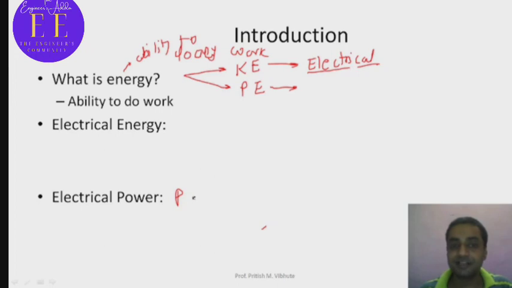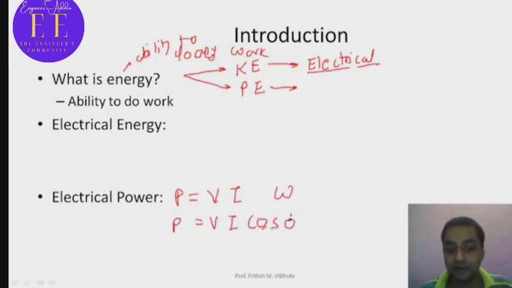Power is represented by the letter P. Electrical power is given as P is equal to V into I, and the unit of power is watt. But there are two formulas related to power: P is equal to V into I, or P is equal to V into I into cos phi, where phi indicates the phase difference between V and I. The first formula is associated with DC, and the second formula is associated with AC. In alternating current, voltage and current may not always be in phase. In that case, cos phi will have some value, and that's why power is calculated like this. In both cases, the unit of power is watt.